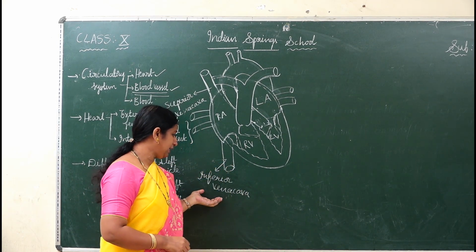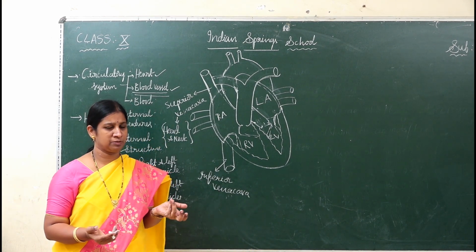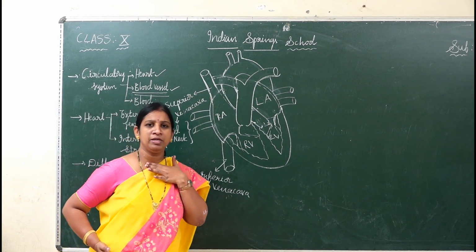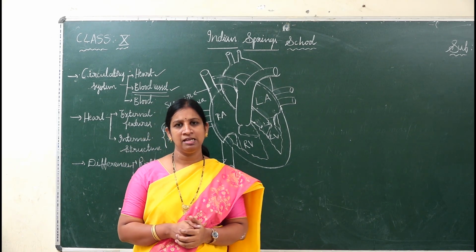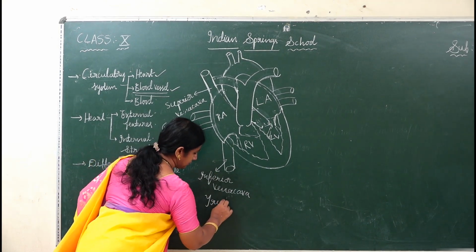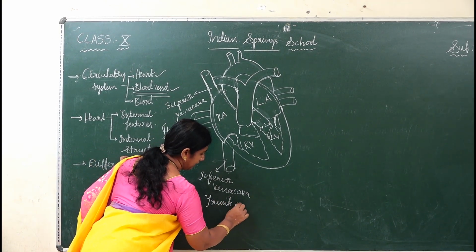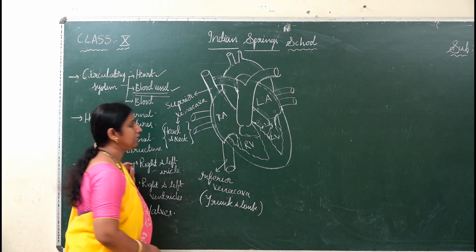Then you can understand what the inferior vena cava will do. It collects blood from the remaining parts. What are the remaining parts? From here to here we call the trunk, and the limbs. Limbs are nothing but your hands and legs. So it collects blood from the trunk and limbs.